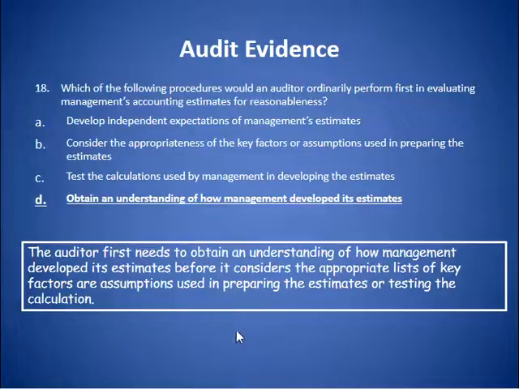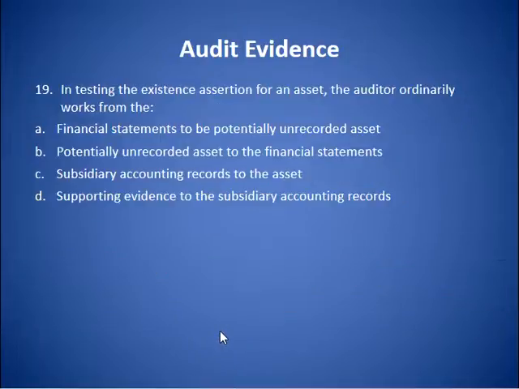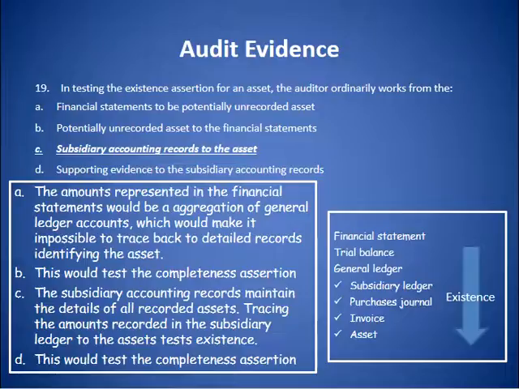Okay, let's take a look at question number 19. In testing the existence assertion for an asset, the auditor ordinarily works from, and now you can take a look at the four answers. Stop your video. When you're ready with your answer, restart your video. Okay, number 19, in testing the existence assertion for an asset, the auditor ordinarily works from, and the answer is C, subsidiary accounting records to the asset.